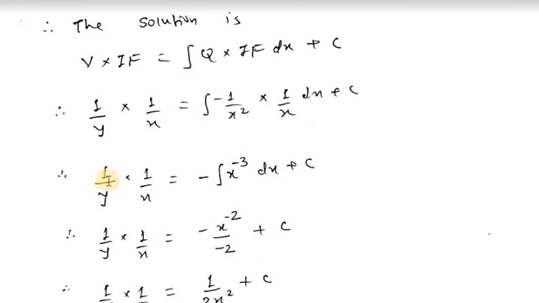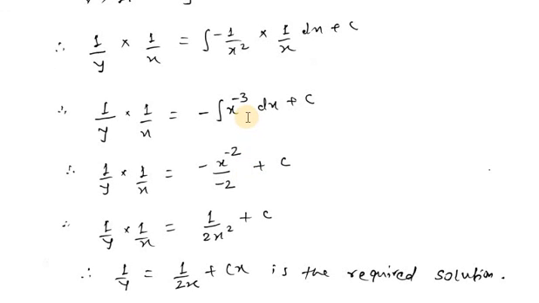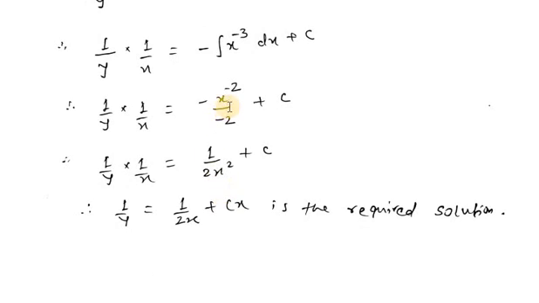So the left hand side will be as it is, and 1 upon x square into 1 upon x will become 1 upon x cube. Writing 1 upon x cube as x raised to minus 3, the integration of x raised to minus 3 is x raised to minus 2 by minus 2. The minus sign will cancel out, right? So it will become 1 upon 2x square plus c. Now multiplying this whole equation by x, we have 1 upon y equals 1 upon 2x plus cx, and this is the required solution.